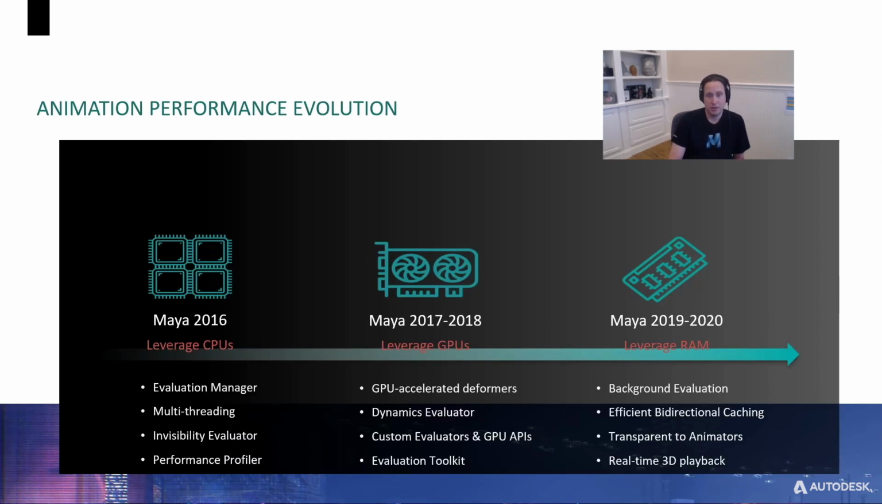So now we've accounted for CPU, we've accounted for GPU, so now we wanted to go after your RAM. So in Maya 2019 and 2020, we focused on utilizing RAM more efficiently. So with that, we brought along features like background evaluation and efficient bidirectional caching.